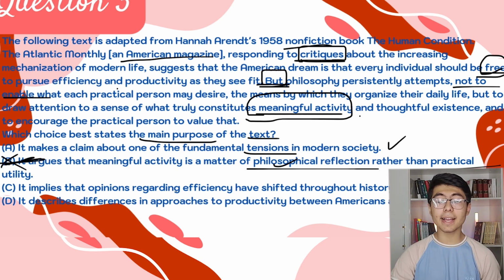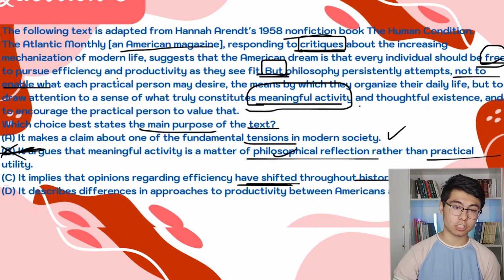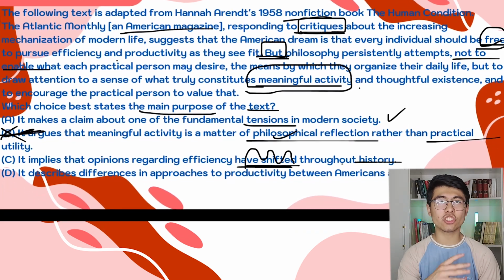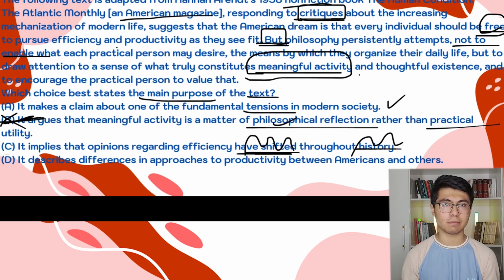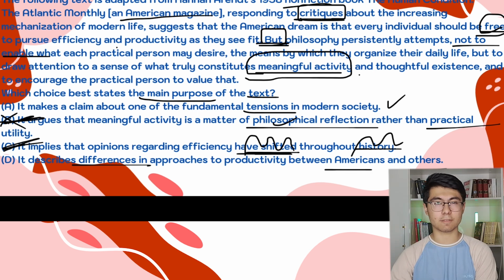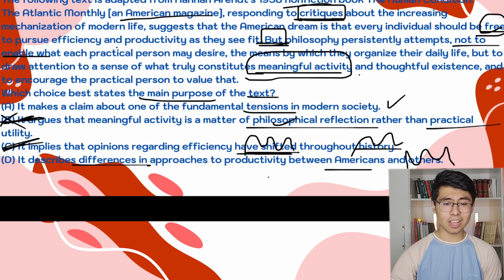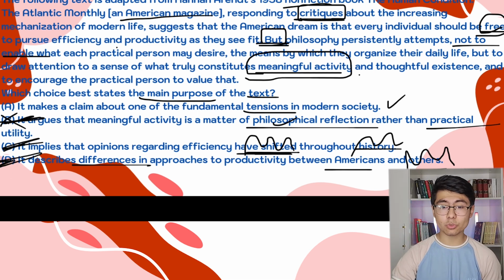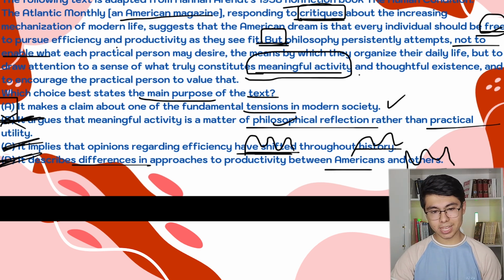Choice C, it implies that opinions regarding efficiency have shifted throughout history. Well, there's nothing about changing opinions over time. So this choice is irrelevant. Choice D, it describes differences in approaches to productivity between Americans and others. Well, who is others? There is no mention of any other country or group. This is a trap answer choice, so don't fall for it. So our correct answer is choice A.